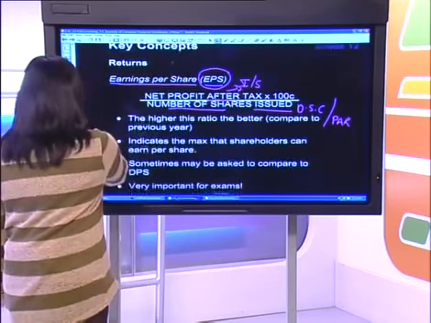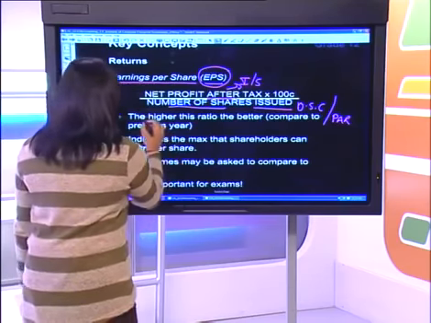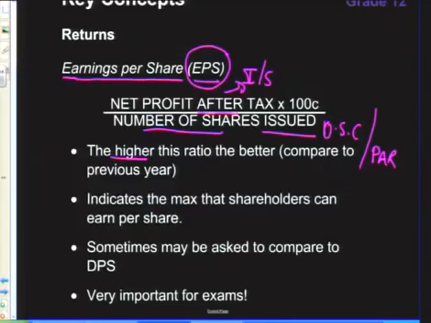Right, let's look at some of the comments that can be made about this ratio. Again, guys, the higher this ratio, the better it is for your shareholders, the happier your shareholders. It also indicates the maximum that shareholders can earn per share. Now remember, guys, from your earnings per share, you will then pay out dividends.